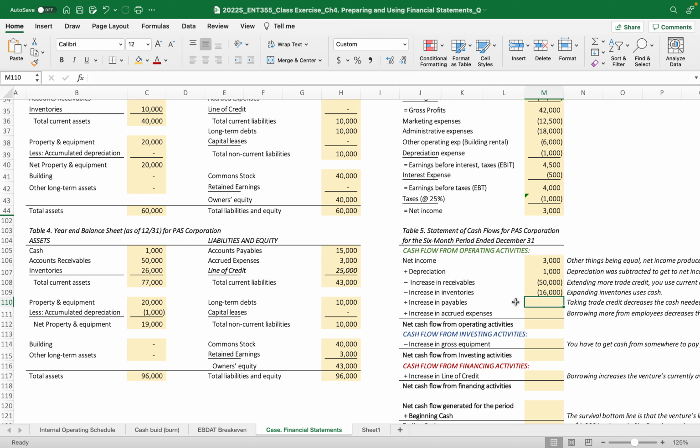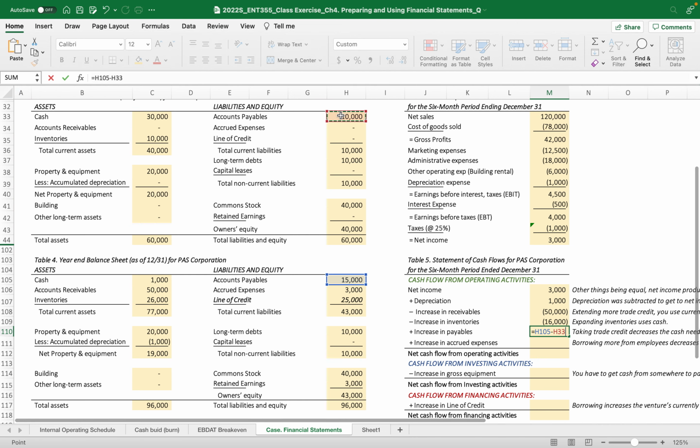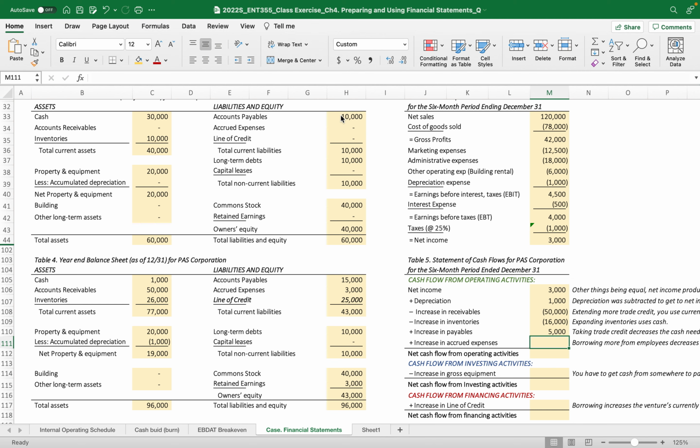Increase in the payable, right? The payable increase, that means liability up, right? That means the company doesn't have to pay cash, right? That means cash is up in the company, right? So the increase in payable from 10,000 to 15,000. So that is a cash in, cash up.